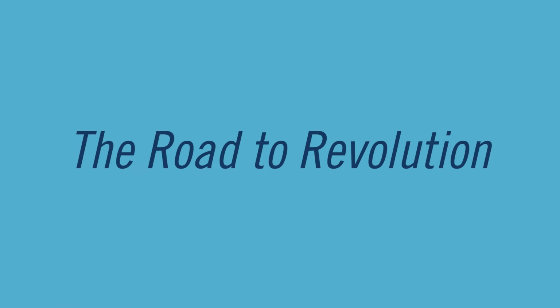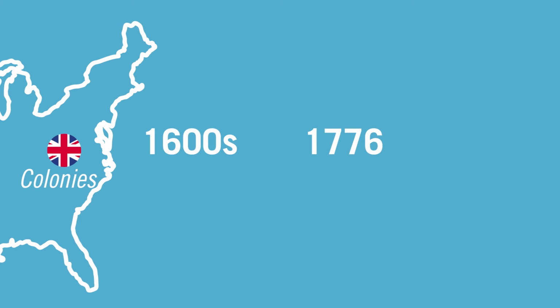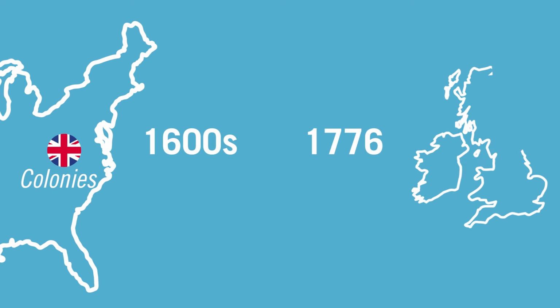Today we're going to look at the events that led to the American Revolution. How did the American Revolution become possible? In the 1600s, the American colonists were mostly loyal citizens of the British Empire, and yet by 1776, the colonists declared their independence from the British motherland and entered into a full-blown revolution. So what changed during the 100 years in between that caused this break to happen?